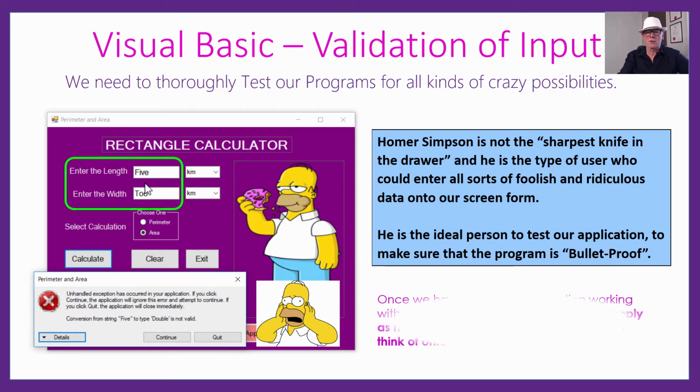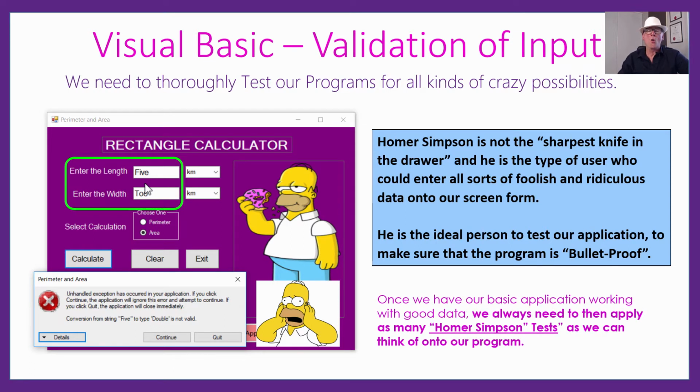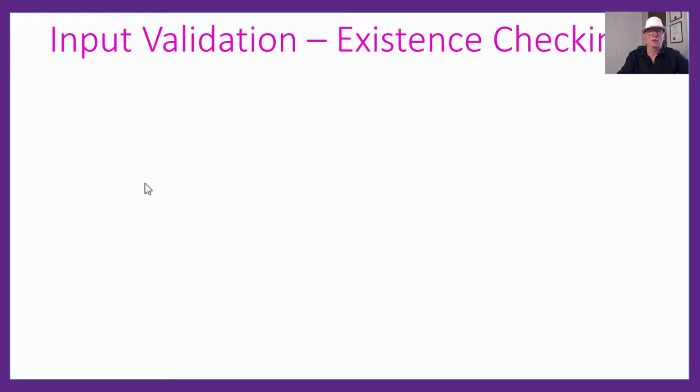So always think about doing these Homer Simpson tests once you've got the basic program working. And by doing those, you'll know where it's failing, and that'll give you an idea of the validation which now needs to be put into the program.